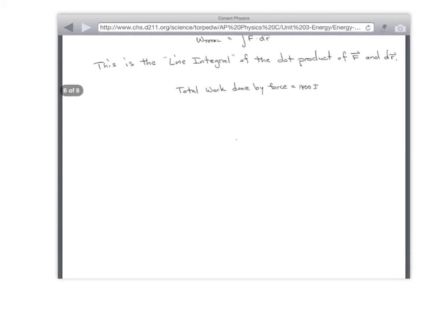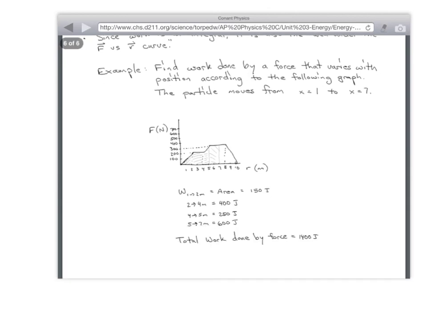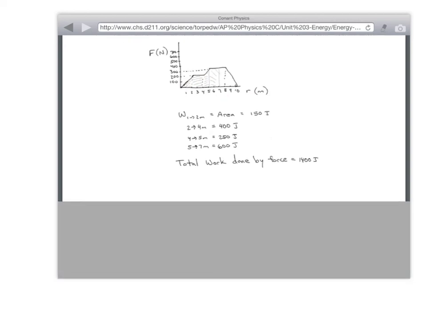Since work is an integral, it's also the area under the F versus R curve. So if we wanted to figure out the total work done in this picture, how do you figure that out? Area under each of those little pieces, and you add them all up. All right? And that is it. Nice job, guys.